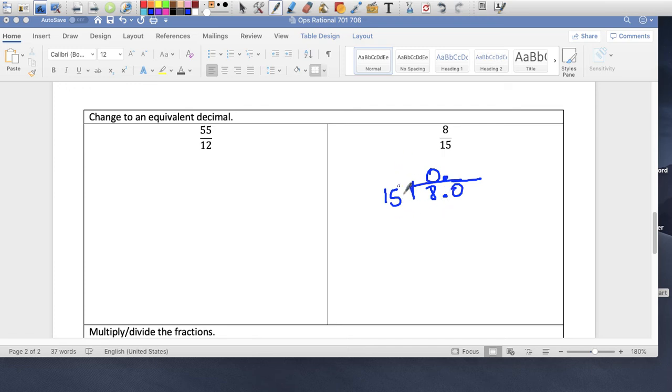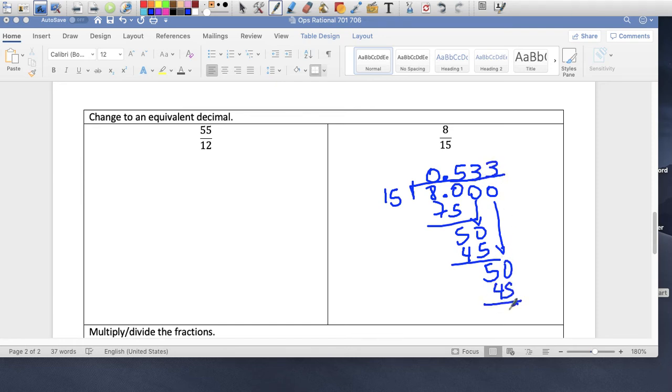15 goes into 80 5 times, which is 75. 5 left over, I'm going to bring a 0 down. 15 goes into 50 3 times, which is 45. And I have another 5 left over, so now you know what the pattern is going to be. If I have 50 again, it's going to be a 3. 15 times 3 is 45, and 5 left over. So you notice that that 3 is going to repeat itself forever and ever, so it's going to be 0.53, and the repeating number is a 3, and that would be your equivalent.